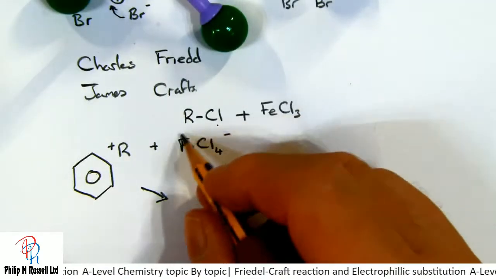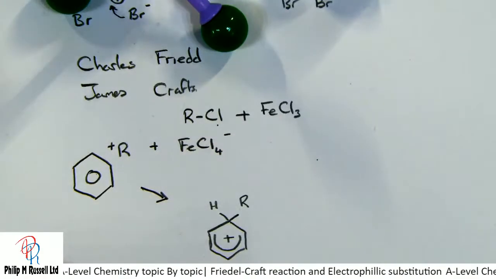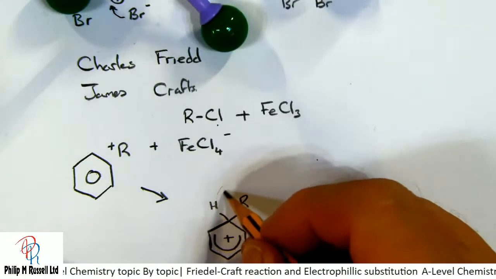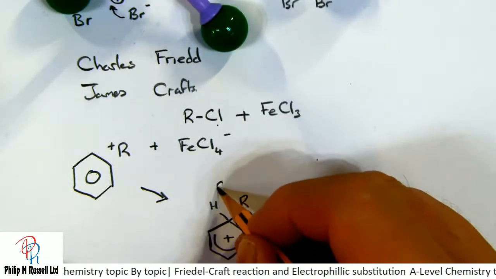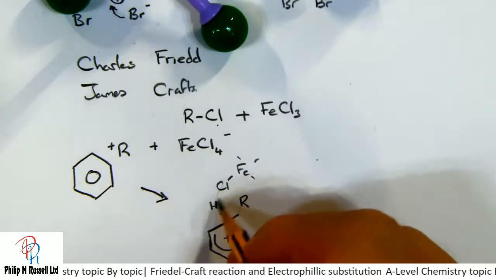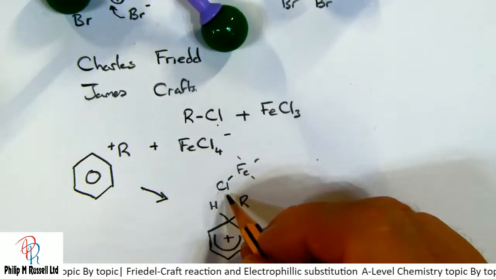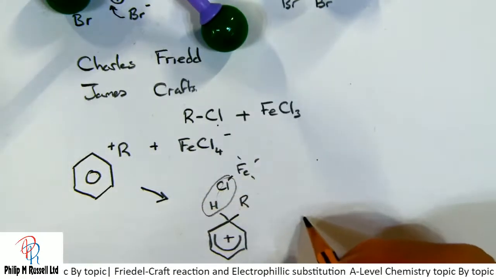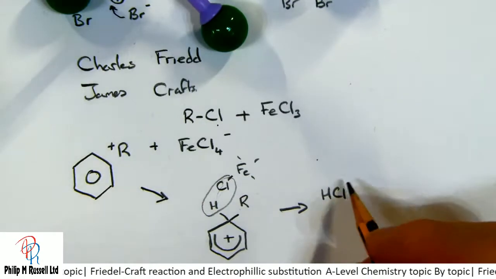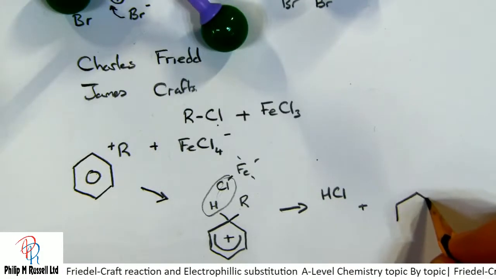Hanging around in the wings is this FeCl4, and the basic idea of this FeCl4 is this Cl on the Fe is going to come very close. I haven't drawn those in because it's just in the way of everything else, and this is then going to form HCl, plus we're going to get our substitution done.